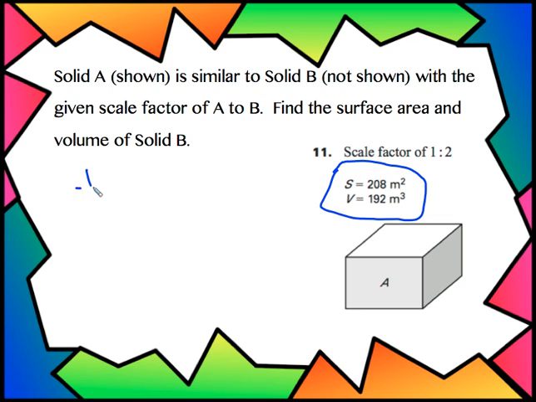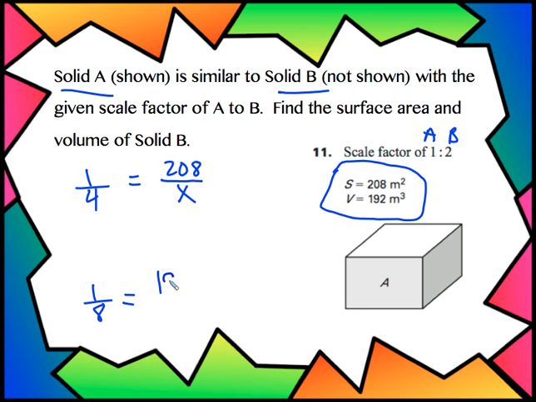Okay, so 1 over 4 is what the area should reduce to. Now it says it's A to B, so this is A to B, so that means A is on top. So since we're given A, we'd put that on top. So 208 over X. And then for the volumes, we have 1 over 8 equals 192 over X.